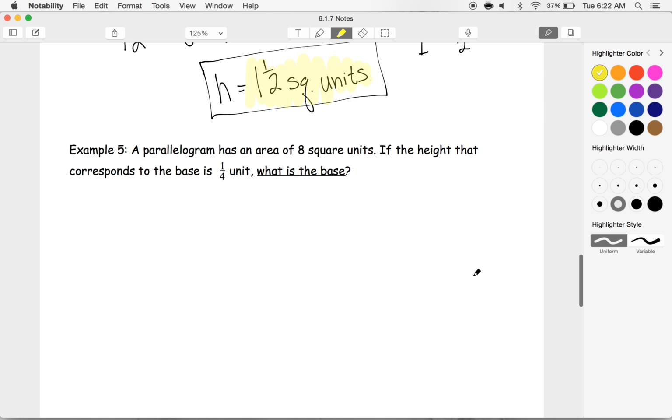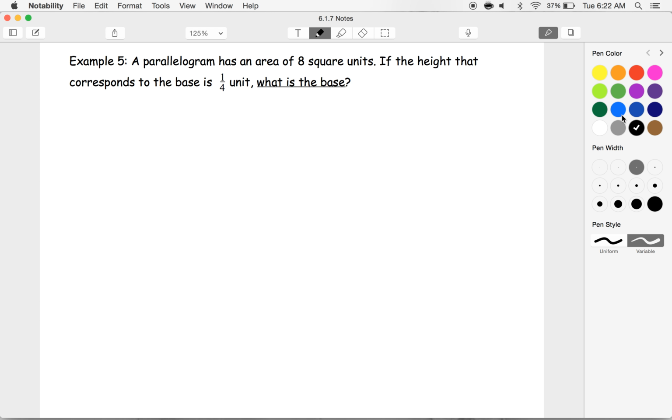Okay, let's take a look at my next one. A parallelogram has an area of 8. If the height that corresponds to the base is 1/4 of a unit, what is the base? So we can say area equals base times height. My area is 8. My base, we don't know what the base is. And my height's 1/4. Okay, now I have a fraction here.